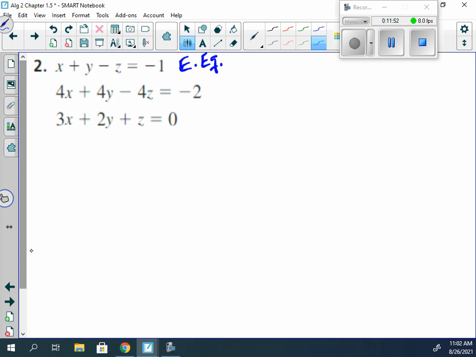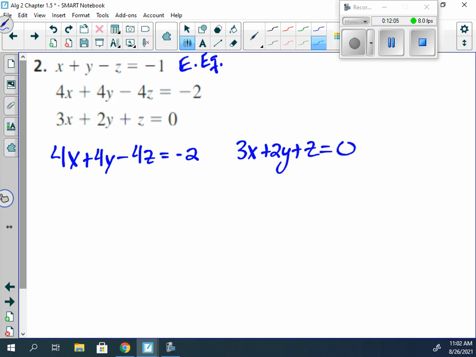So we can write the other two equations down. 4X plus 4Y minus 4Z is equal to negative 2. And 3X plus 2Y plus Z is equal to 0. Well, we've said for this one here, Z is already the same. We don't have to do anything for this equation to get the Z's to have the same number in front of them, so we can go on and put it down.